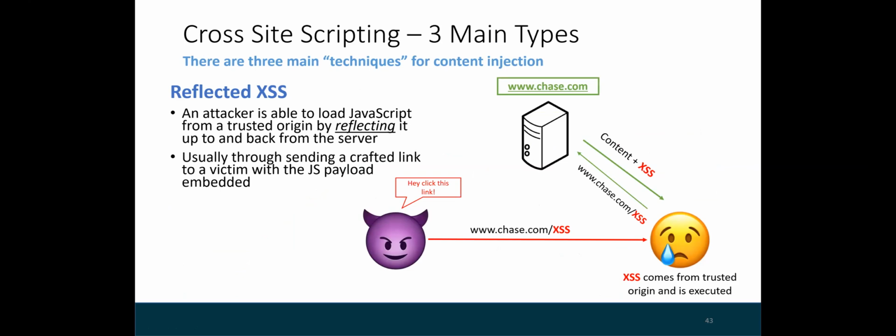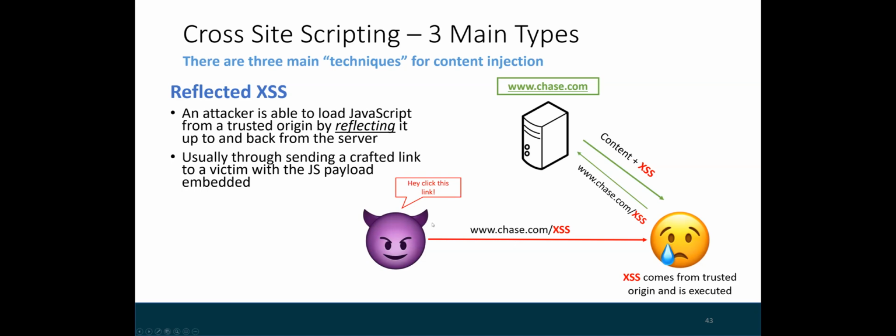So yeah, there are three main types of cross-site scripting. These are the techniques to actually do that reflection or do that bouncing off. In a reflected cross-site scripting attack, the attacker is able to load JavaScript from the trusted origin by reflecting it up and back. This is just like a mirror, it bounces and then comes right back. And usually this is done through me as an attacker sending a malicious link to an individual to click.